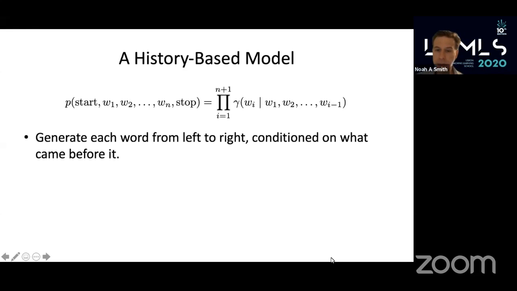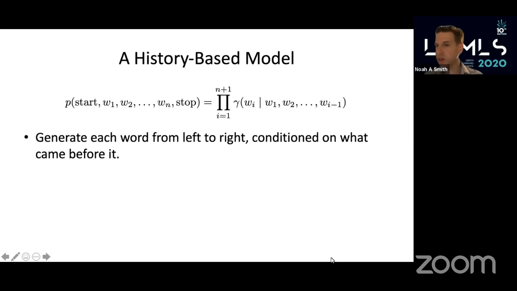So what we're going to do is take the probability of this whole sequence from the start symbol through the words to the end, the stop symbol, and decompose it into a product of probabilities of each word on its own, conditioned on the words to its left. Without loss of generality, the probability at position i will be denoted by gamma of Wi given W1 up through Wi minus 1. And implicitly, the start symbol is also over there on the right side of the conditional bar.